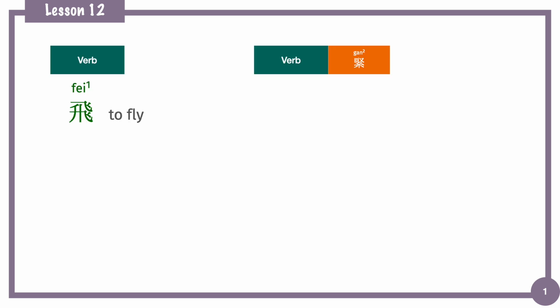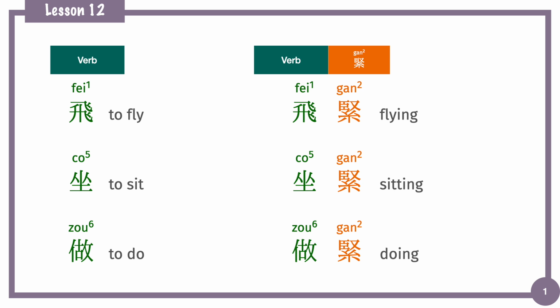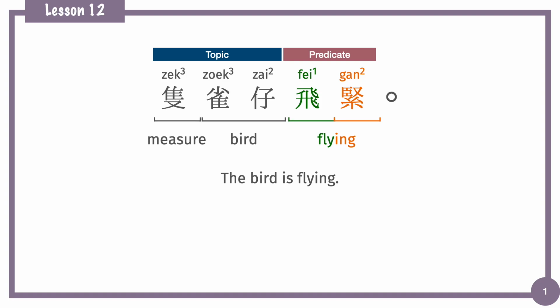If we want to show progressive, we just need to add 緊 after the verb, such as 飛 means to fly, and 飛緊 is flying. 坐 means to sit, and 坐緊 is sitting. 做 means to do, 做緊 is doing. Then go back to the sentence. 飛緊, flying, and then for the whole sentence, 隻雀仔飛緊 is the bird is flying.